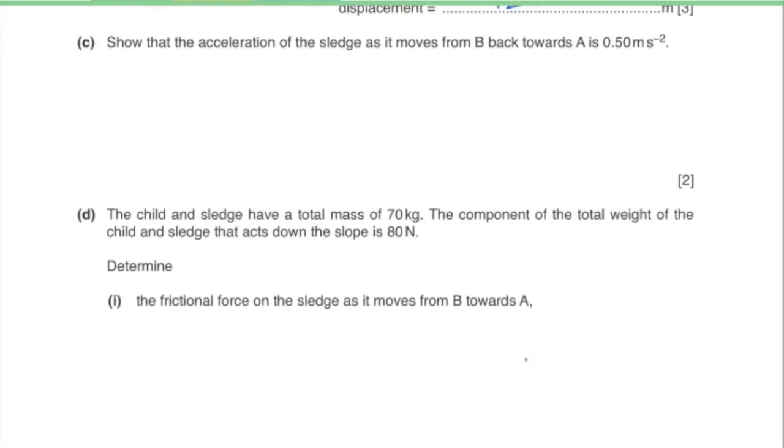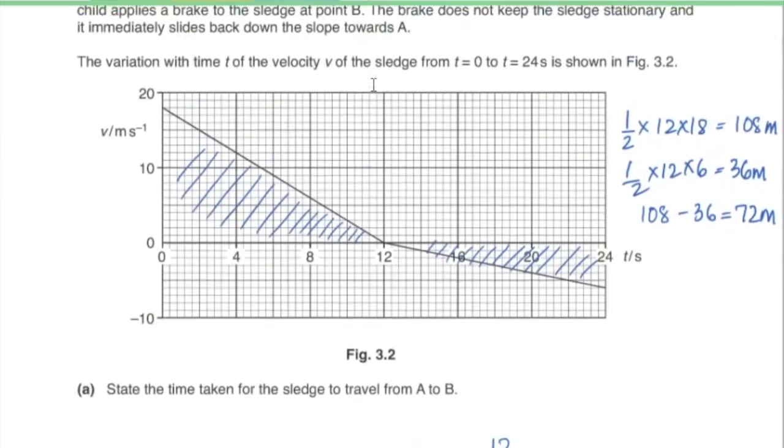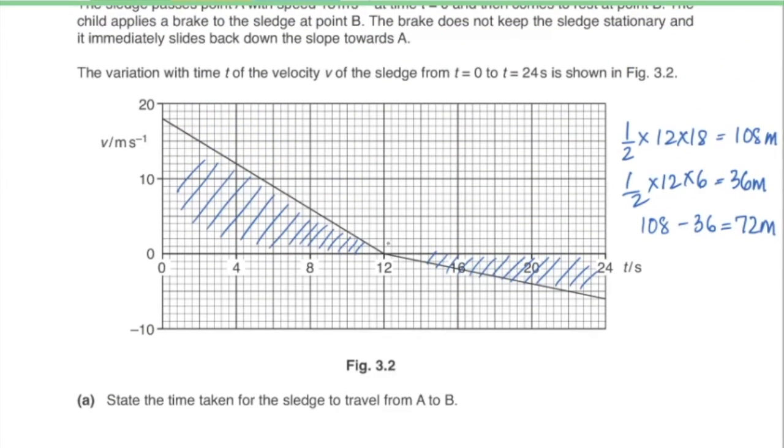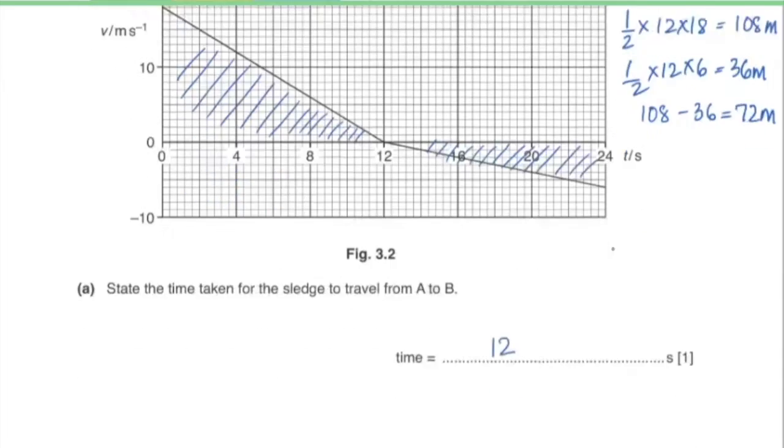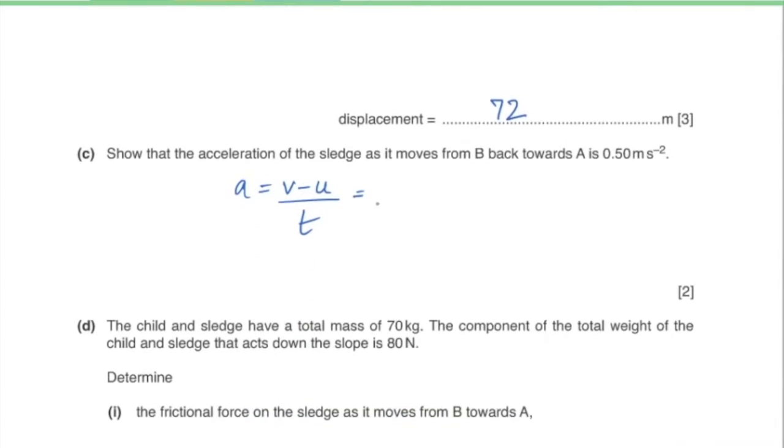Part C, show that the acceleration of the sledge as it moves from B back towards A is 0.5 meters per second squared. So acceleration equals final velocity minus initial velocity divided by time. For the part where the sledge moves from B to A, it has an initial velocity of 0 and a final velocity of 6, and the time interval for this change of velocity is 12 seconds. So 6 minus 0 divided by 12, and that's 0.5 meters per second squared of acceleration while it moves from B to A.